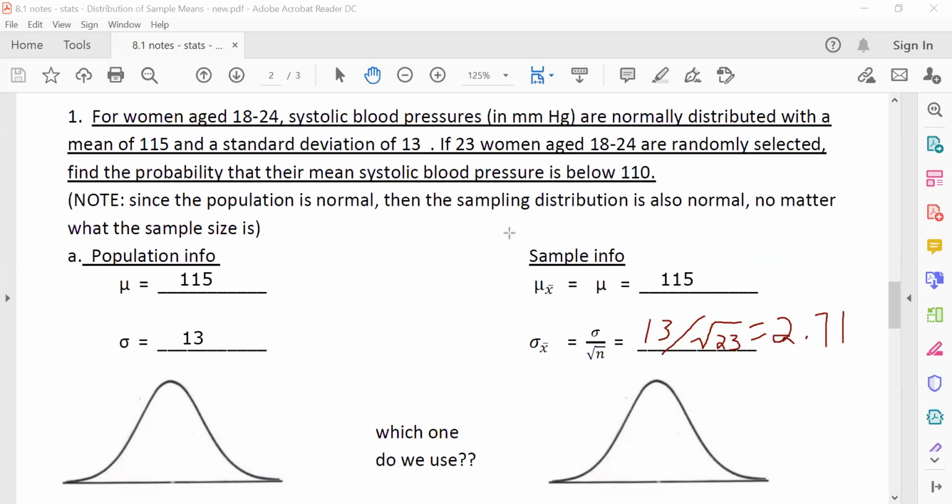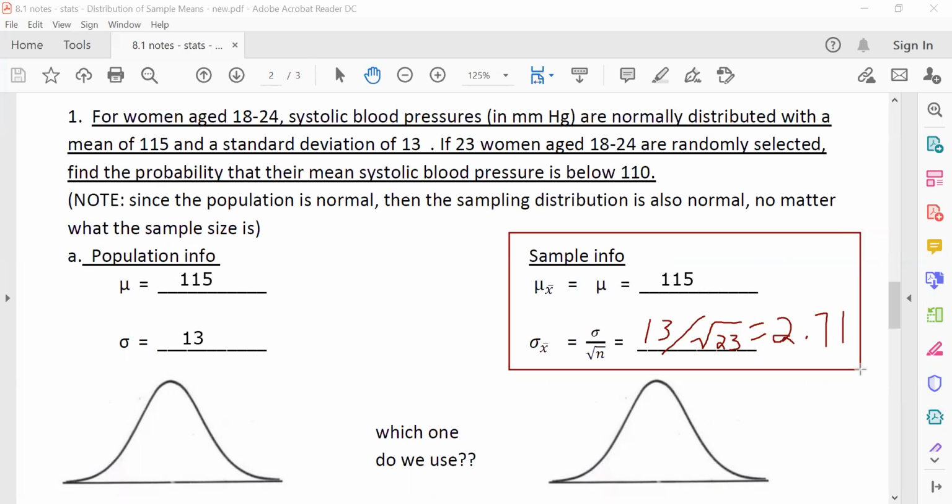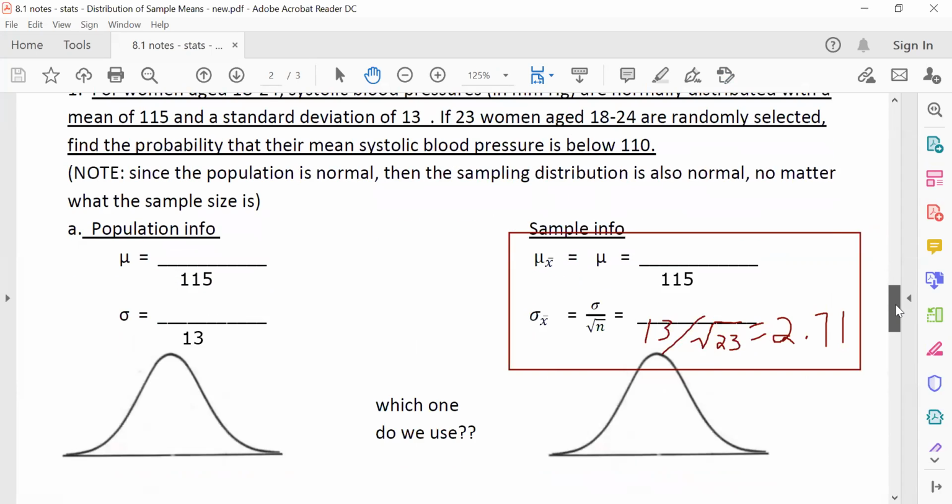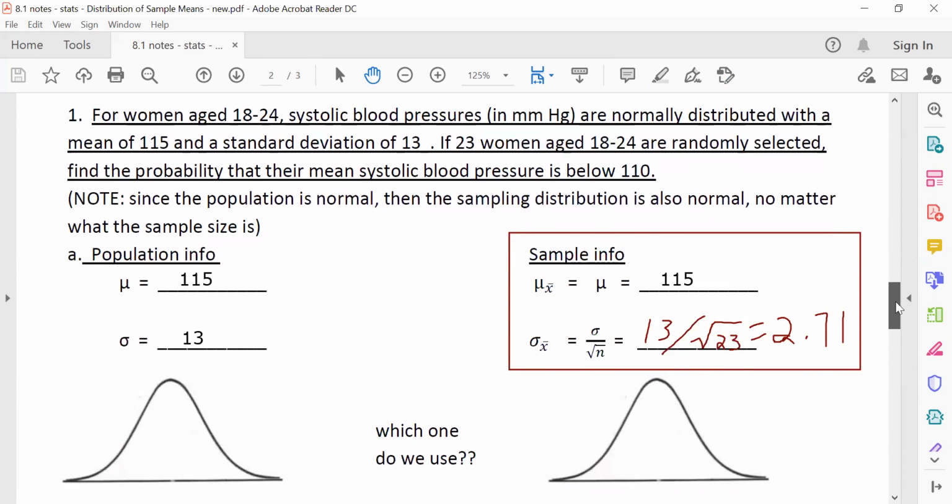We're going to use this sample info if we're trying to draw inference about the average of that sample. And that's all there is to that one. I mean, we could draw the picture down there, but it's not exactly necessary. You would just have a normal curve with an average of 115 and a standard deviation of 13. Here you'd have a normal curve with an average of 115 and a standard deviation of 2.71.